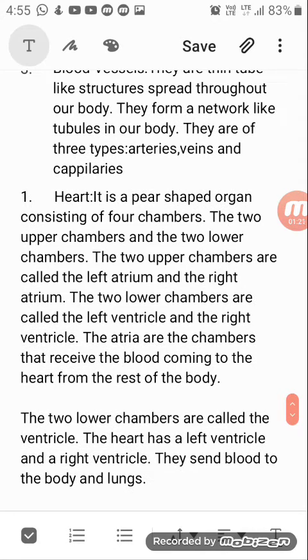the heart. It is a pear-shaped organ consisting of four chambers: the two upper chambers and the two lower chambers. The two upper chambers are called the left atrium and the right atrium. The lower chambers are called the left ventricle and the right ventricle. The atria are the chambers that receive the blood coming to the heart from the rest of the body. The two lower chambers are called the ventricles. The heart has a left ventricle and a right ventricle. They send blood to the body and the lungs.